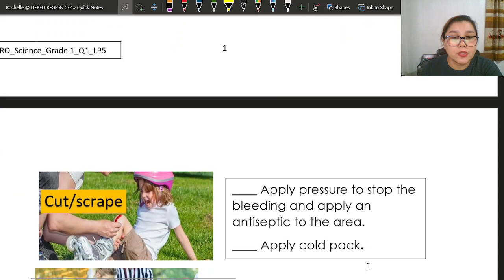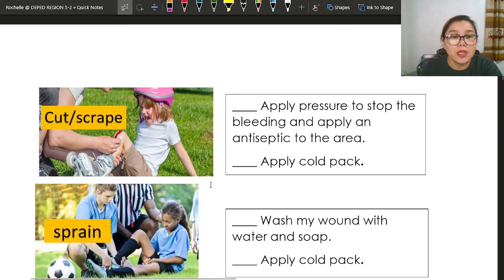Next, for page 2, continuation, what should be done for cut or scrape, mga galos, gasgas, or mga sugat? Apply pressure to stop the bleeding and apply an antiseptic to the area, or apply cold pack.